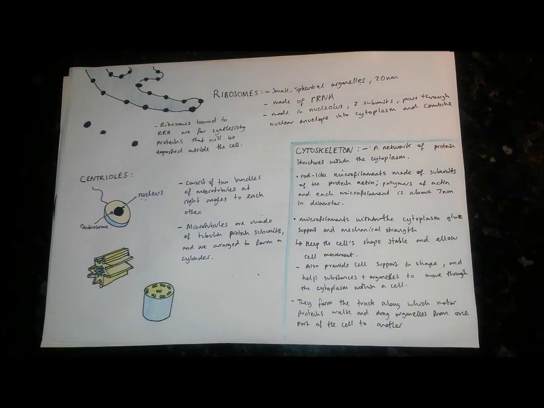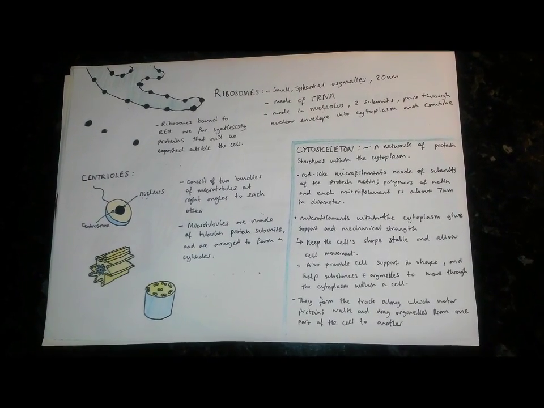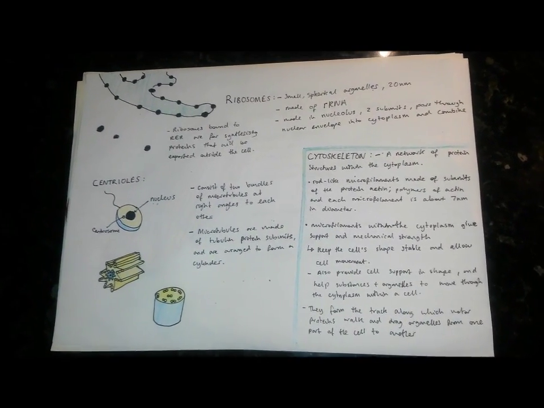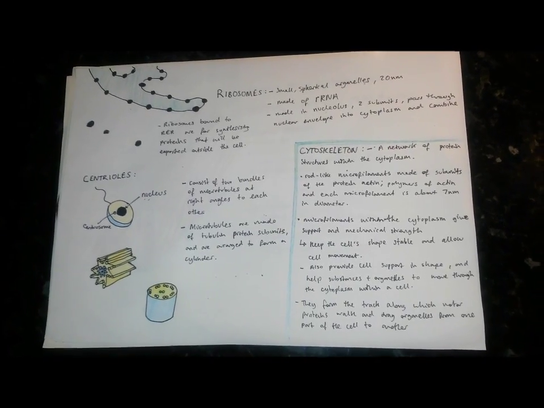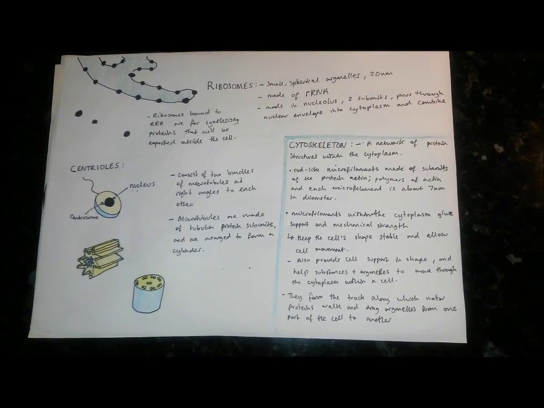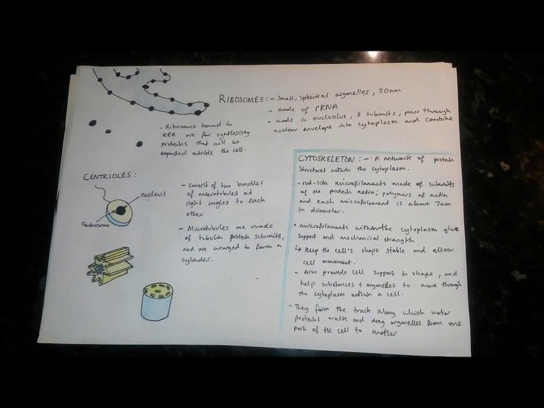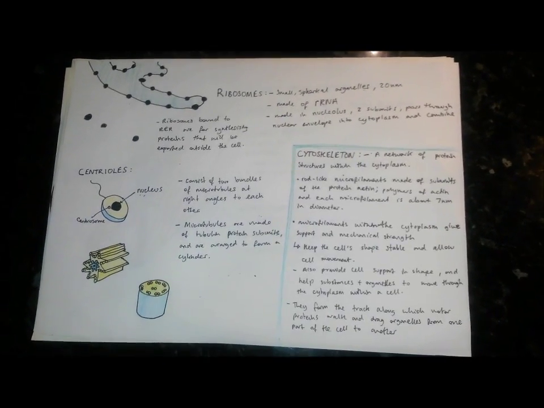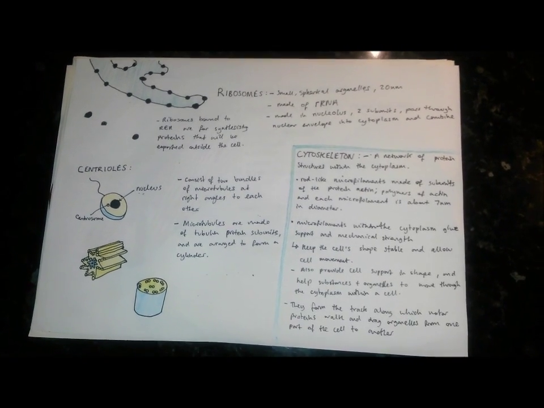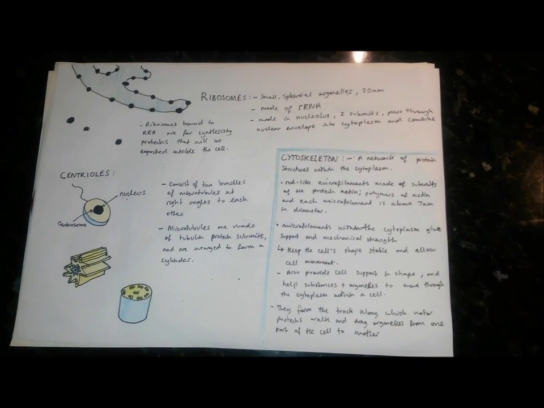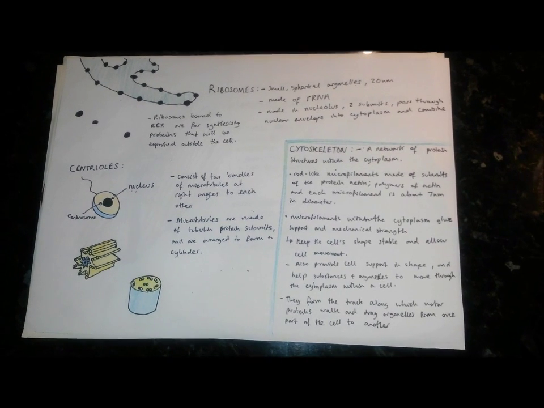Ribosomes are small spherical organelles which are 20 nanometers in size. They are made up of rRNA, ribosomal RNA. They are made in the nucleus out of two subunits which pass through the nuclear envelope into the cytoplasm and combine. Ribosomes bound to the RER are for synthesizing proteins that will be exported outside the cell.